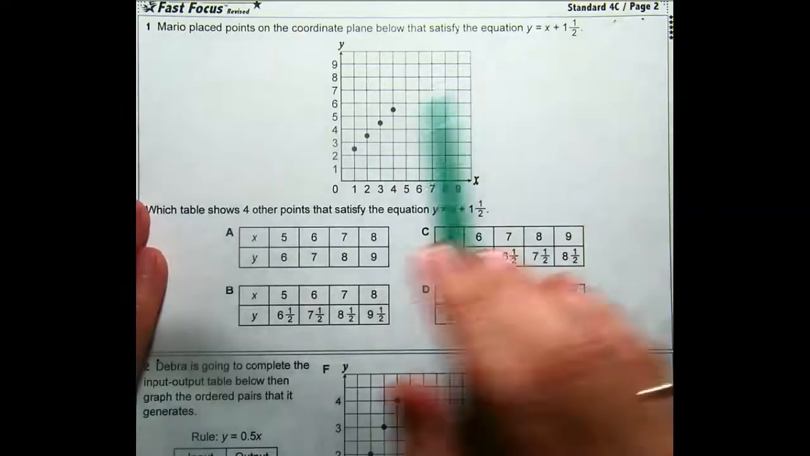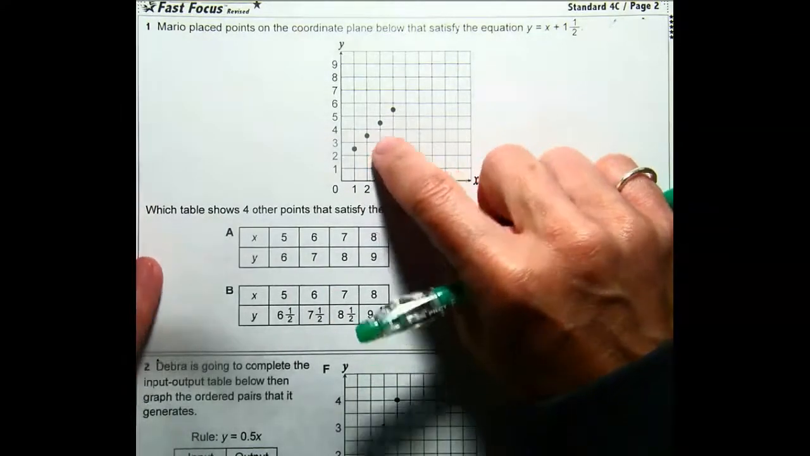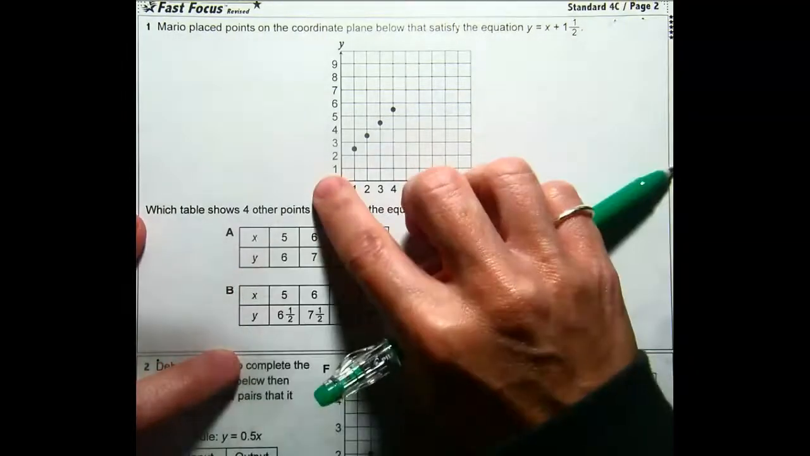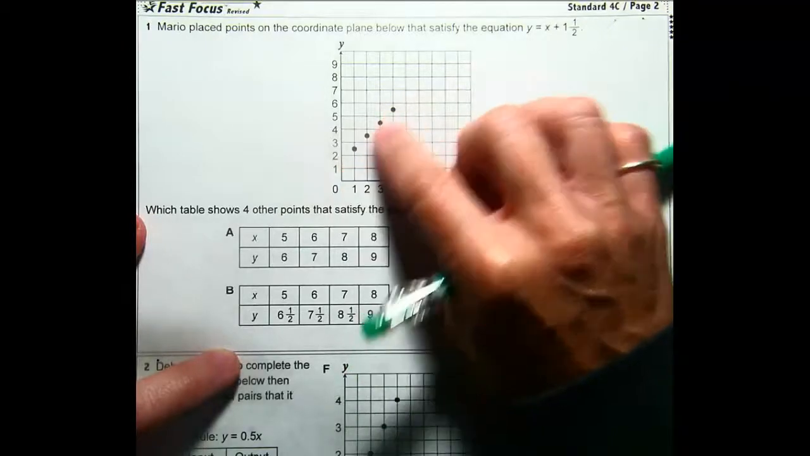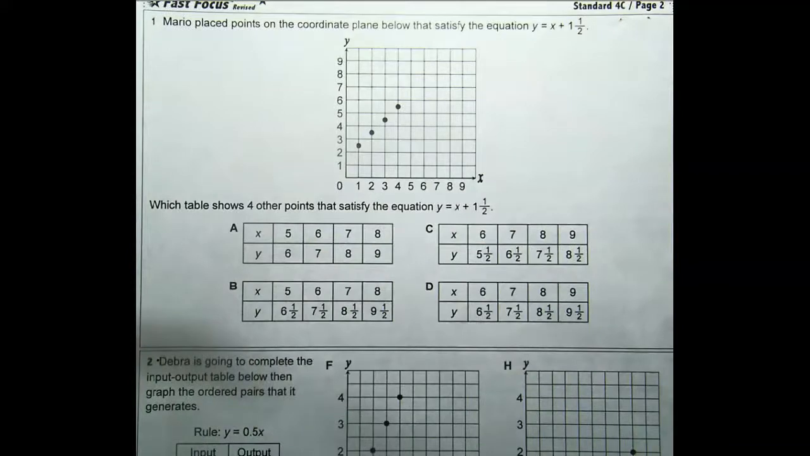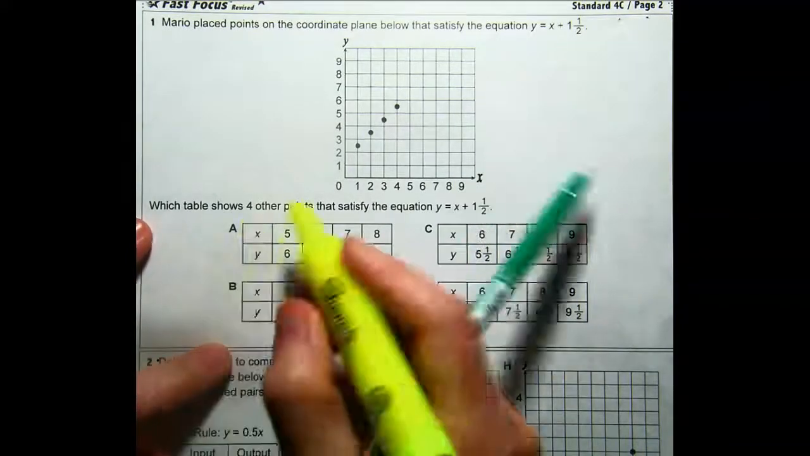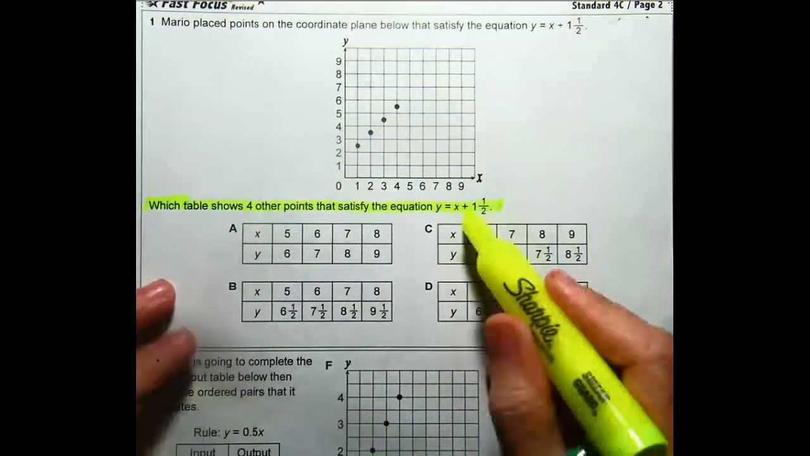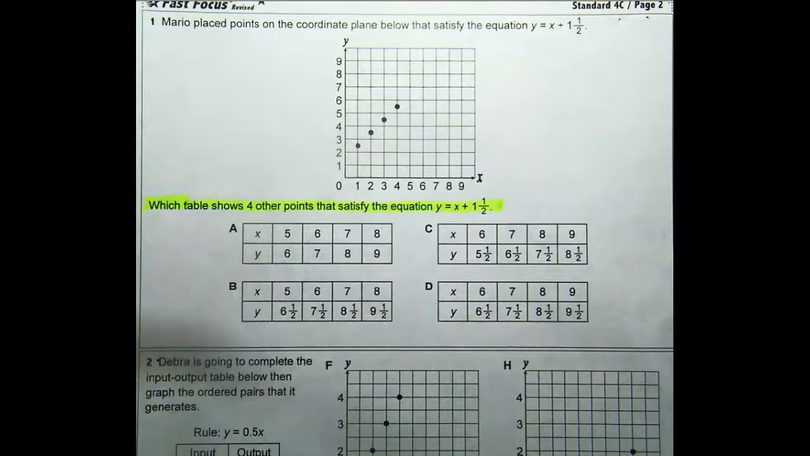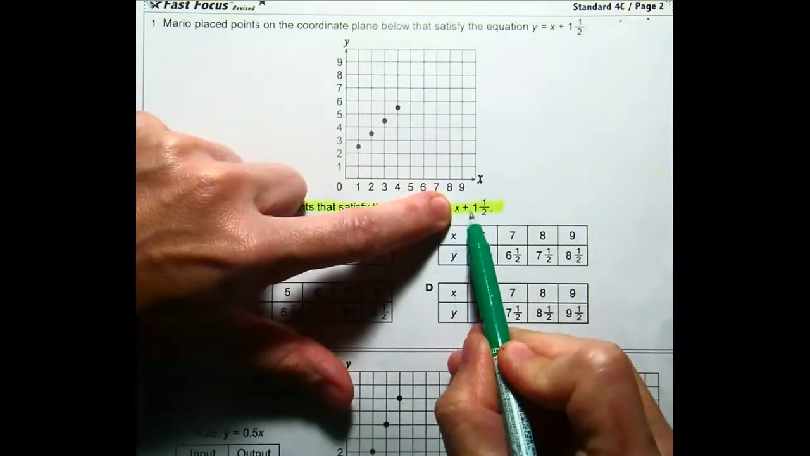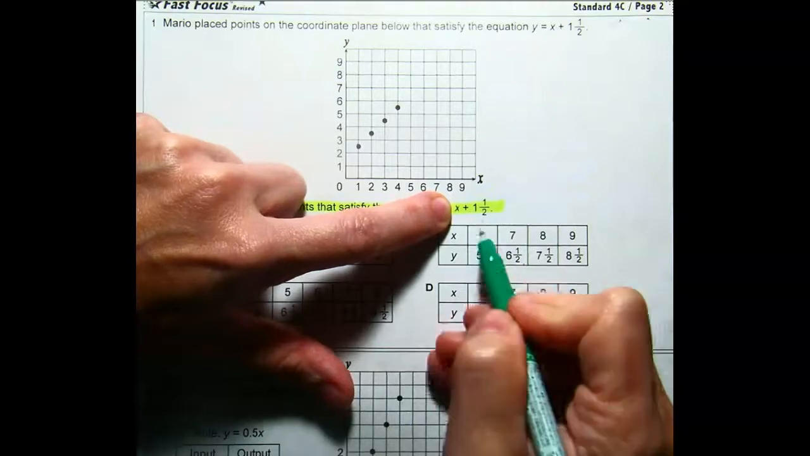Okay, this looks just like what we did in the previous part of the video, but this time we're going to be talking about an actual equation, and how this line illustrates the equation that it's describing. It says, which table shows 4 other points that satisfy the equation y equals x plus 1 and 1/2? What on earth does that mean? Whatever x is, we're going to add 1 1/2 to it, and that will equal y.